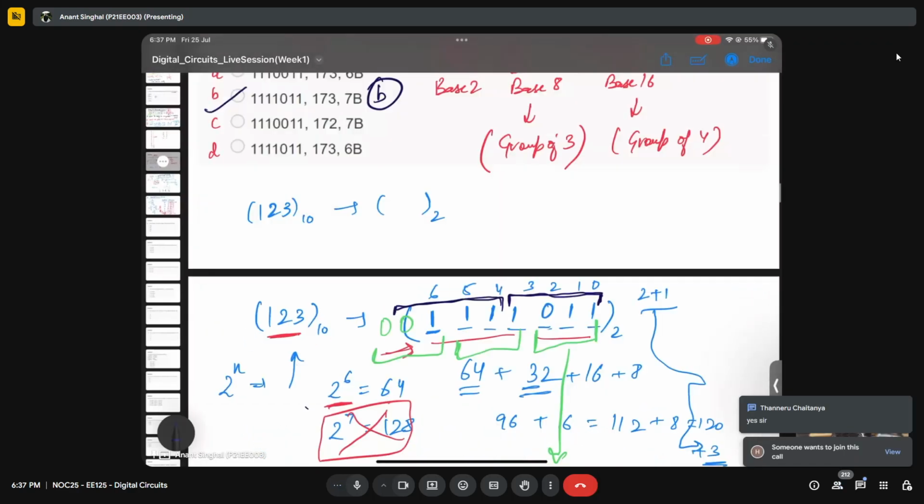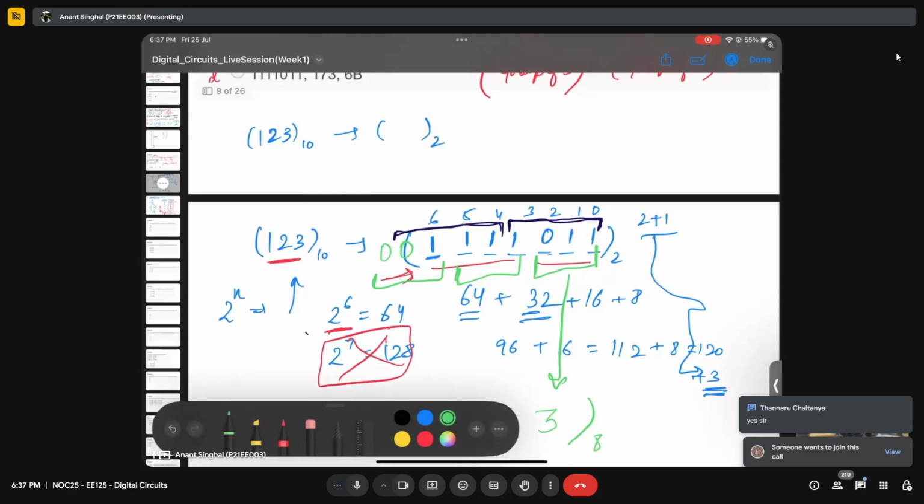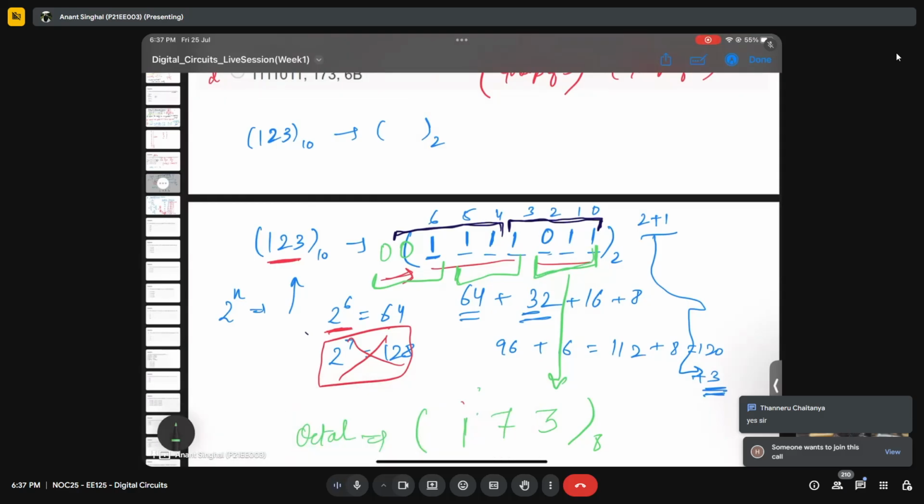So when I was doing the formation of groups, this is 011. The decimal equivalent of 011 is nothing but 2 raised to the power 0 times 1 plus 1 into 2 raised to the power 1. So it is nothing but 1 plus 2, that is 3.